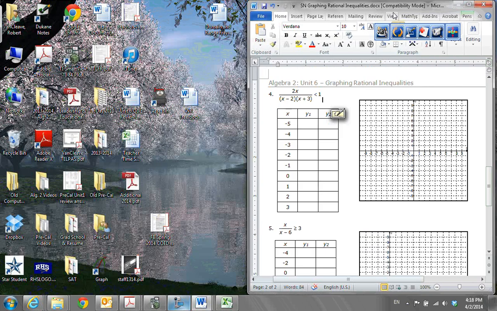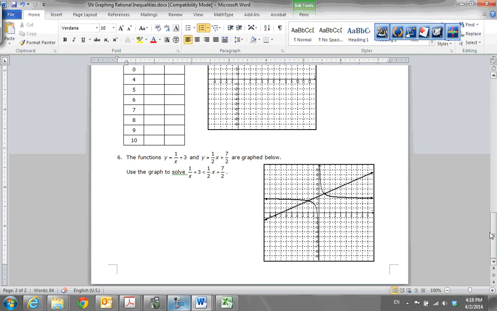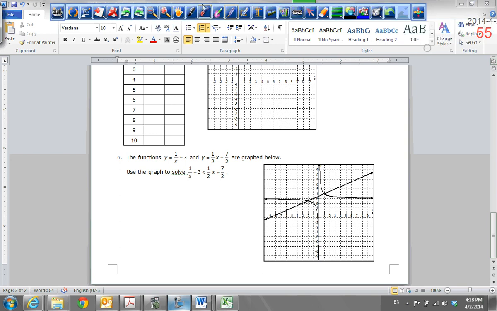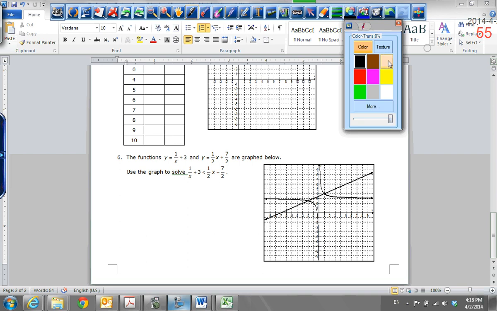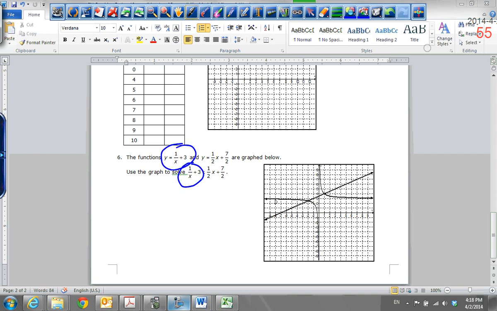Last one I want to do is number 6 on the notes. This is just kind of awkwardly worded, so I'm just going to cover it. Let's see. The y equals 1 over x plus 3. I'm going to represent that in blue. So we want to know when the blue line is smaller than my linear line. So that would be when it's smaller than that guy. So if you look, you can see that my blue line is smaller than my red line here, and then of course there. Or if you want to do the whole shading thing, we just shade everything below.